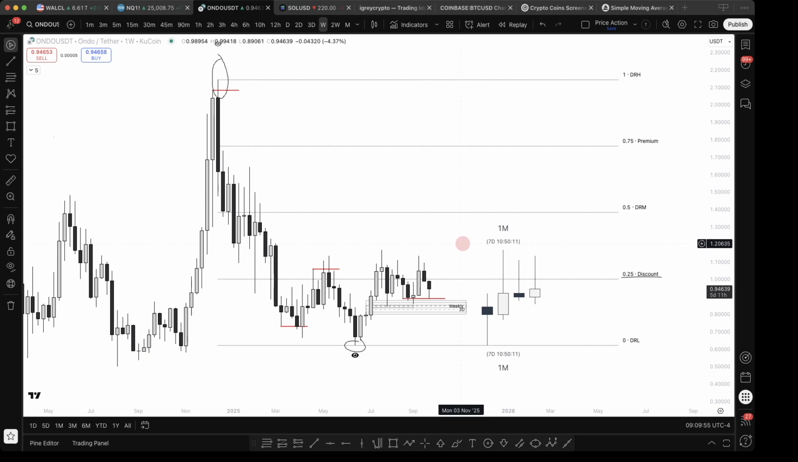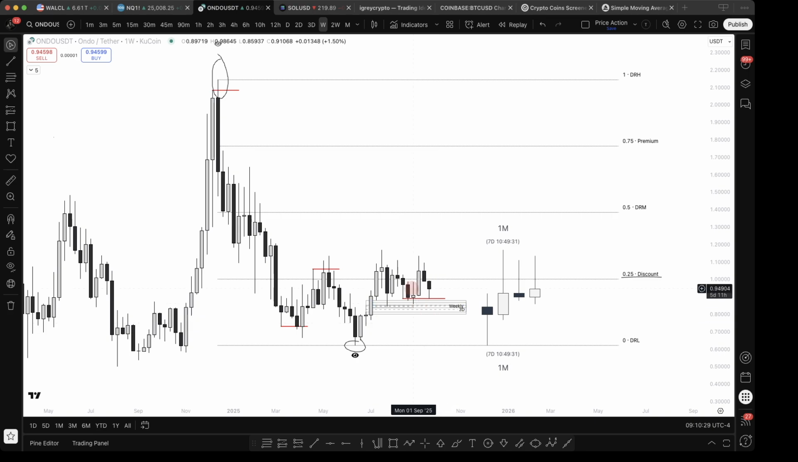The way I am viewing this chart and ONDO as a whole is that if we trade into extreme discount and trade towards the 62 cents level, so I'm mostly looking for around 88 cents to 80 cents, I'm going to dollar cost average. And if we trade even lower to the dealing range low, which we've got in this big dealing range here, which is just a range, then I'm going to dollar cost average some more.